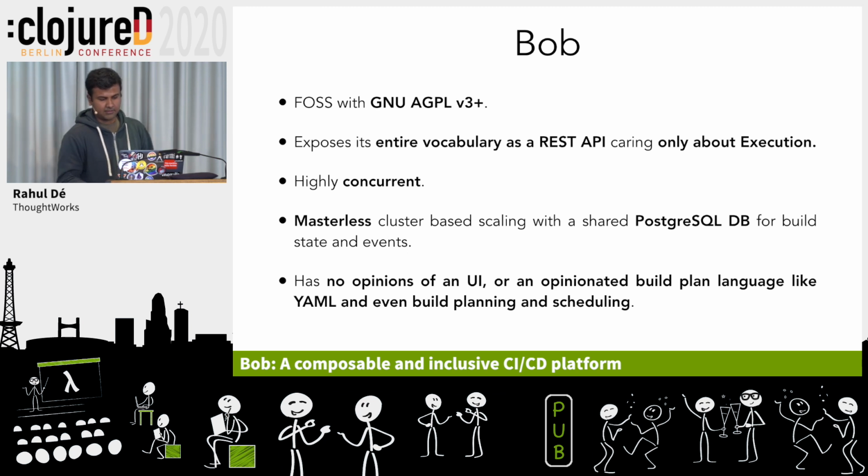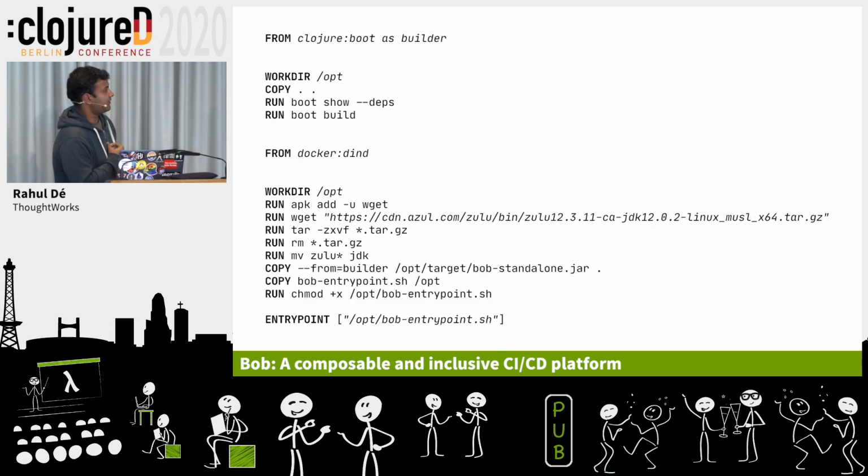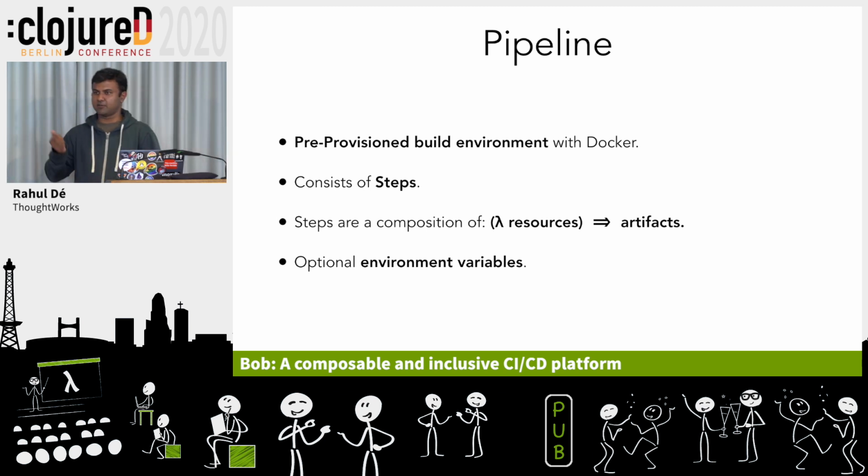Okay? So this is an example of a Docker file. How many of you think that a Docker file itself is a build system? Docker is a build system. You can orchestrate builds using just Docker. How many of you think this is a build DSL? Does this look like a pipeline already? And then you can say, from the builder, take this artifact. So that's the idea around Bob as well. So let's just use Docker here, right? So we can pre-provision our builds with Docker.